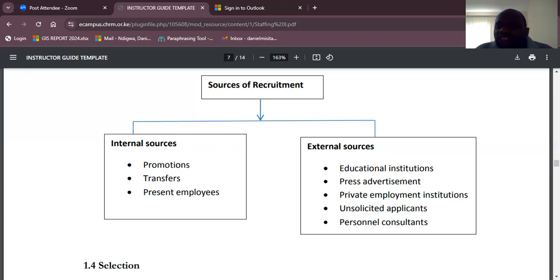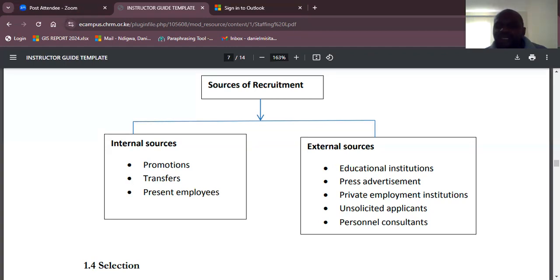Then we have unsolicited applicants. These are just people who apply randomly. They look at an advertisement in a newspaper and they just apply, or they can come into your website and just apply. So they are unsolicited applicants.